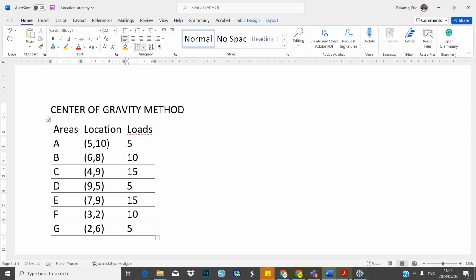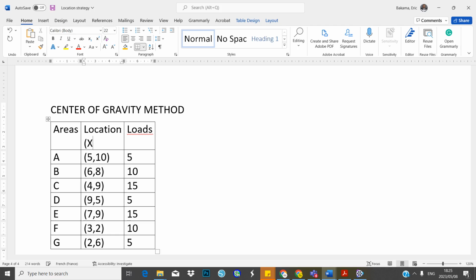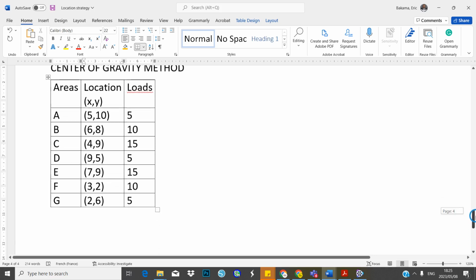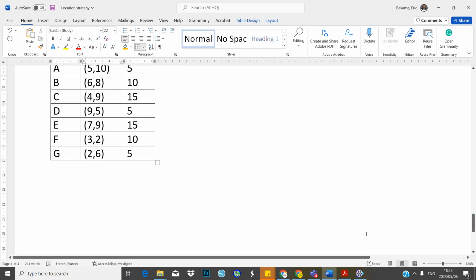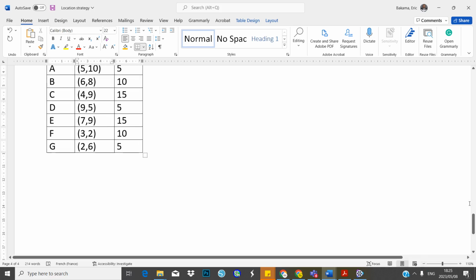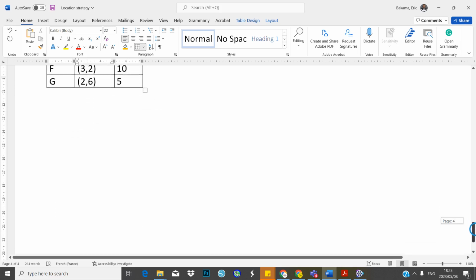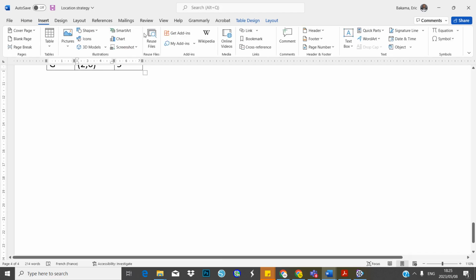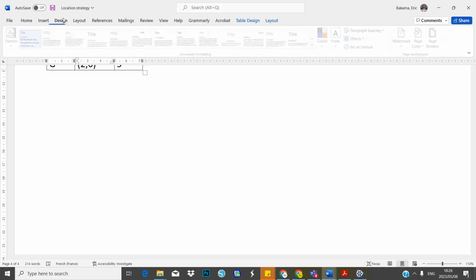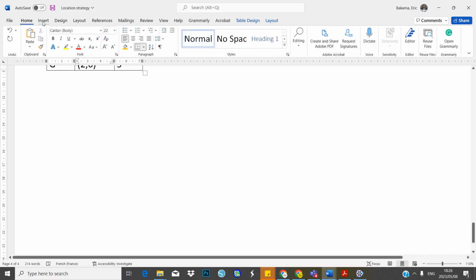So the location here, these are the coordinates on the map in a format of X and Y. The very first question is about finding the central location of the distribution center. I'm just going to draw them for us to understand, but you don't need to make the drawing. Actually, you can as well, but if you do it on the calculation, it will make it very much easier for you.